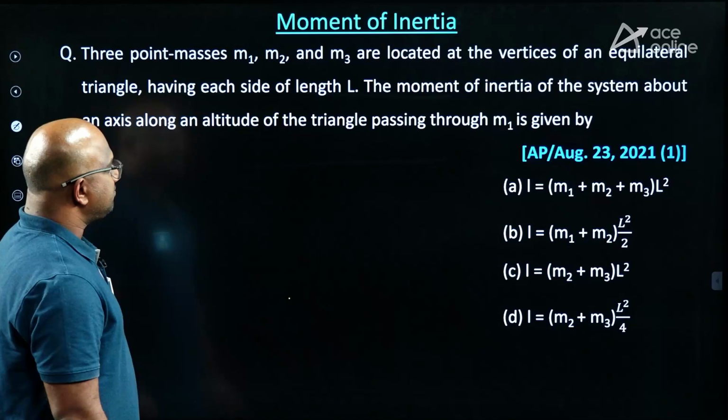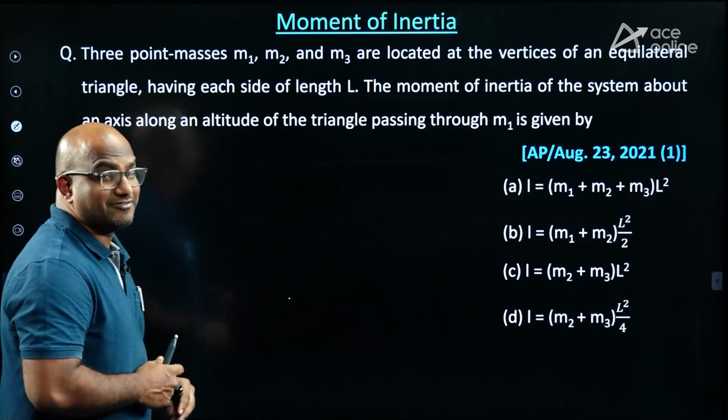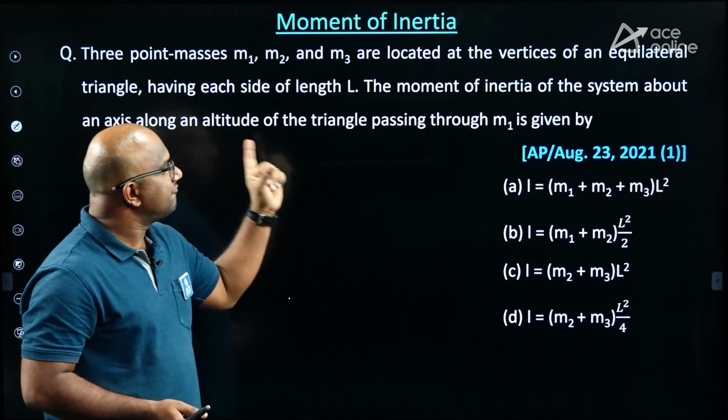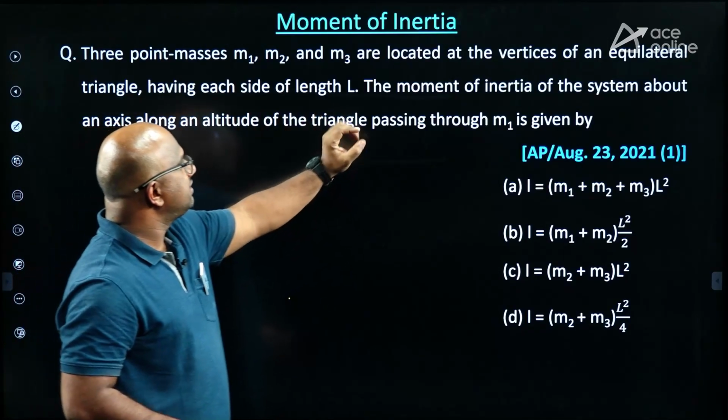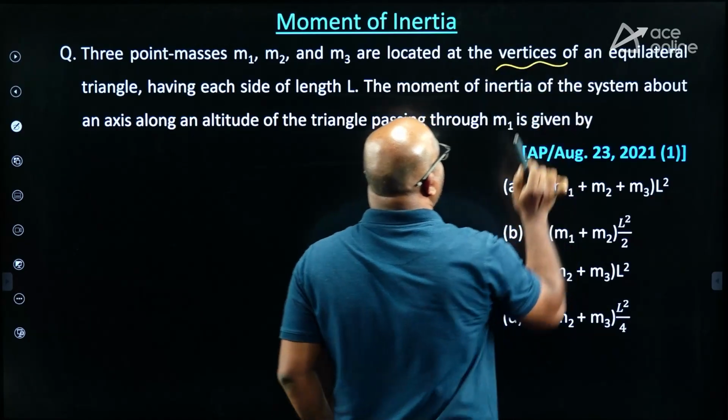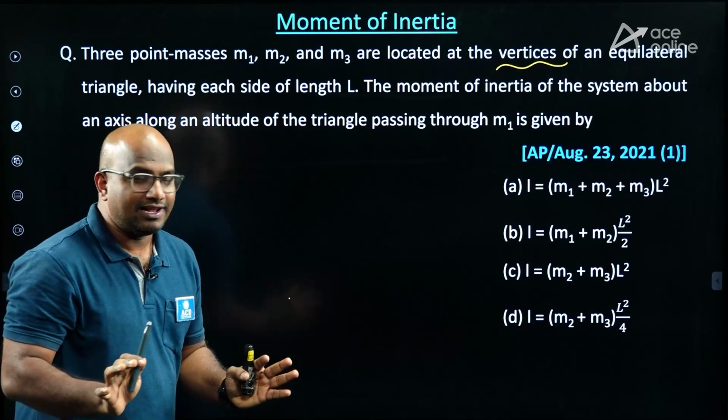Now, let us check this question, guys. Very beautiful question. 3 point masses M1, M2, M3 are located at vertices of an equilateral triangle.